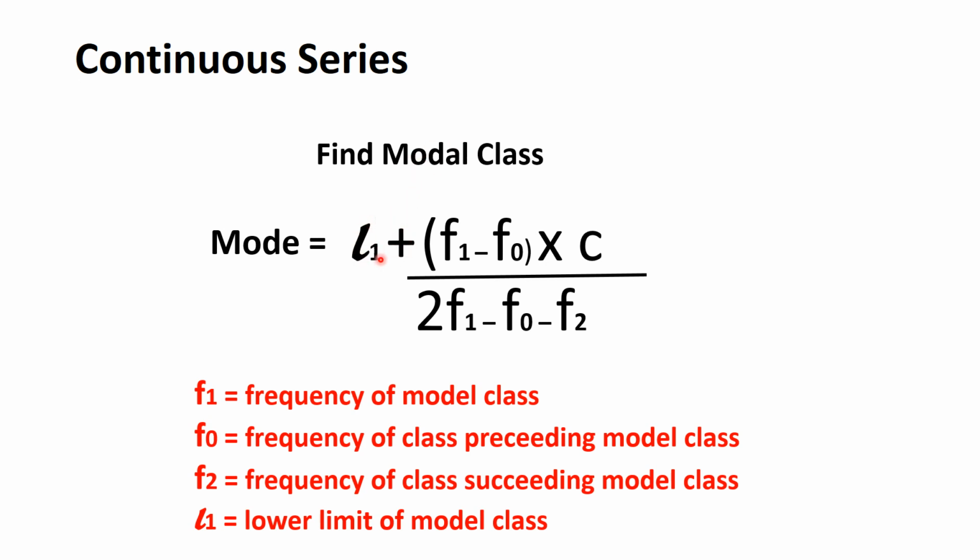limit of the model class, and F1 is the frequency of the model class, F0 is the frequency of the class just before the model class, and then C, that is the class interval, and then F2 is the frequency of the class just after the model class. This is how mode is found in the case of a continuous series.